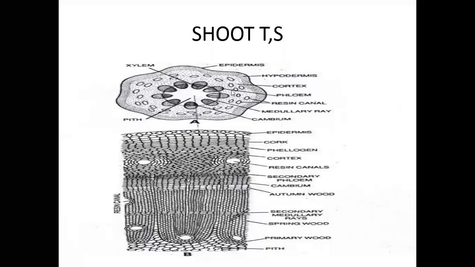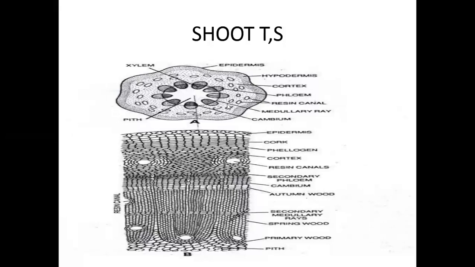Below the hypodermis, the parenchymatous cortex is present. The parenchymatous cortex contains resin canals. Resin canals are clearly visible in the cortical zone. These resin canals are filled with resin. Resin canals are a general character of Pinus.